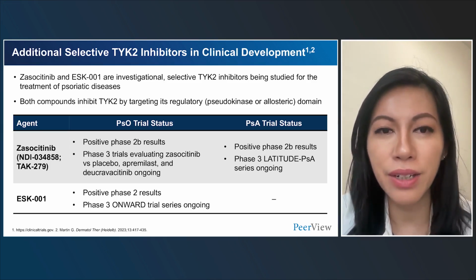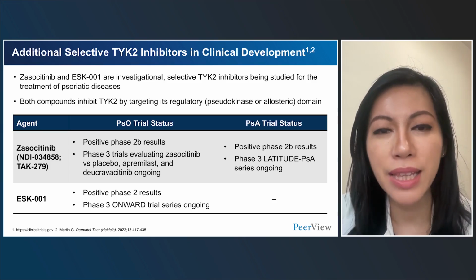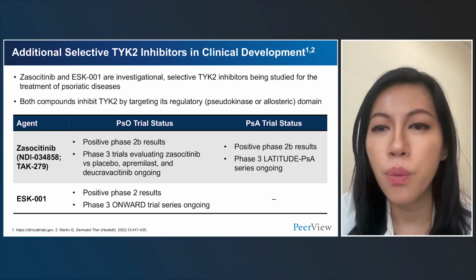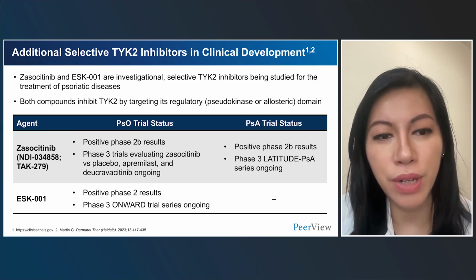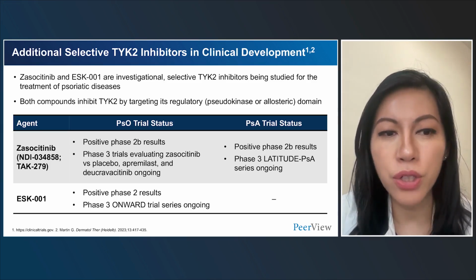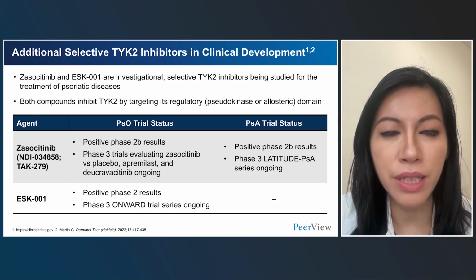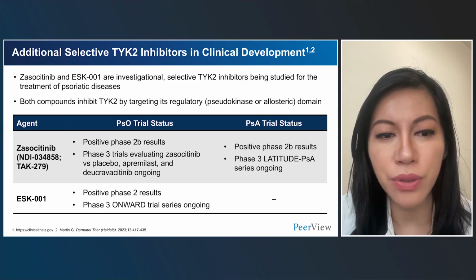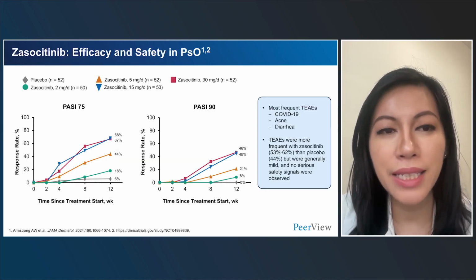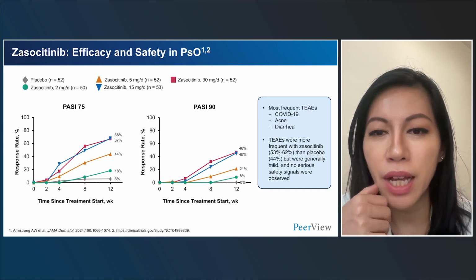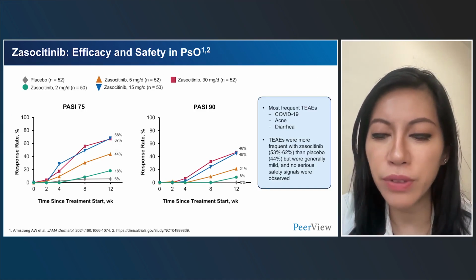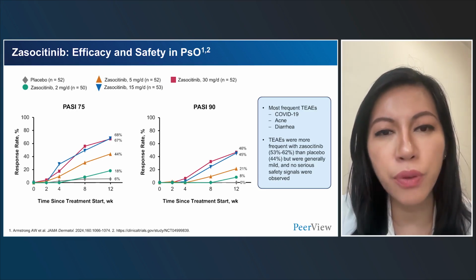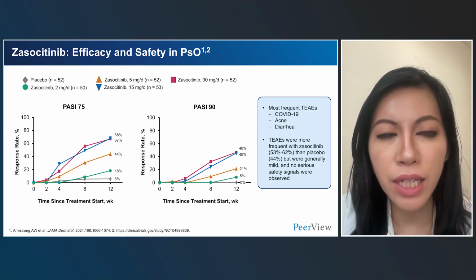Now, the key thing here is, can we make TYK2 inhibitors that are even more specific and therefore able to go up on dose while maintaining a good safety record? So right now, there are two molecules in late phase development that are being studied. One of them is zasocitinib, and the other one is ESK-001. And so let's take a look at zasocitinib. I was fortunate to be involved in the clinical trials, both for the phase 2 and also now for the phase 3 clinical studies for these molecules.